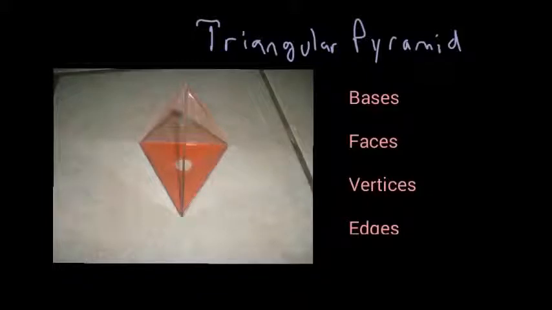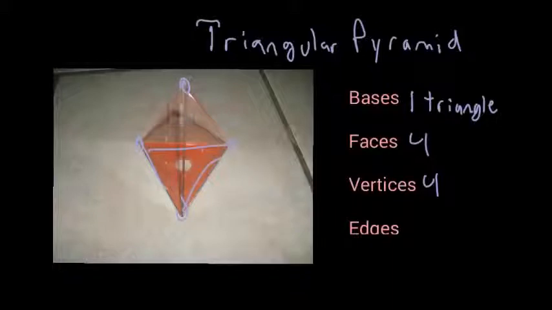Alright, next we have a triangular pyramid. And it has one triangle for a base. If it only has one base, it's going to be a pyramid. And pyramids will always have triangles as our lateral faces, which is a new term. We'll talk about that in a second. So our faces, we have the bottom one plus 3 sides, so that makes 4 faces. Vertices, we have 1, 2, 3, 4 vertices. And then edges, we have 1, 2, 3, 4, 5, 6.